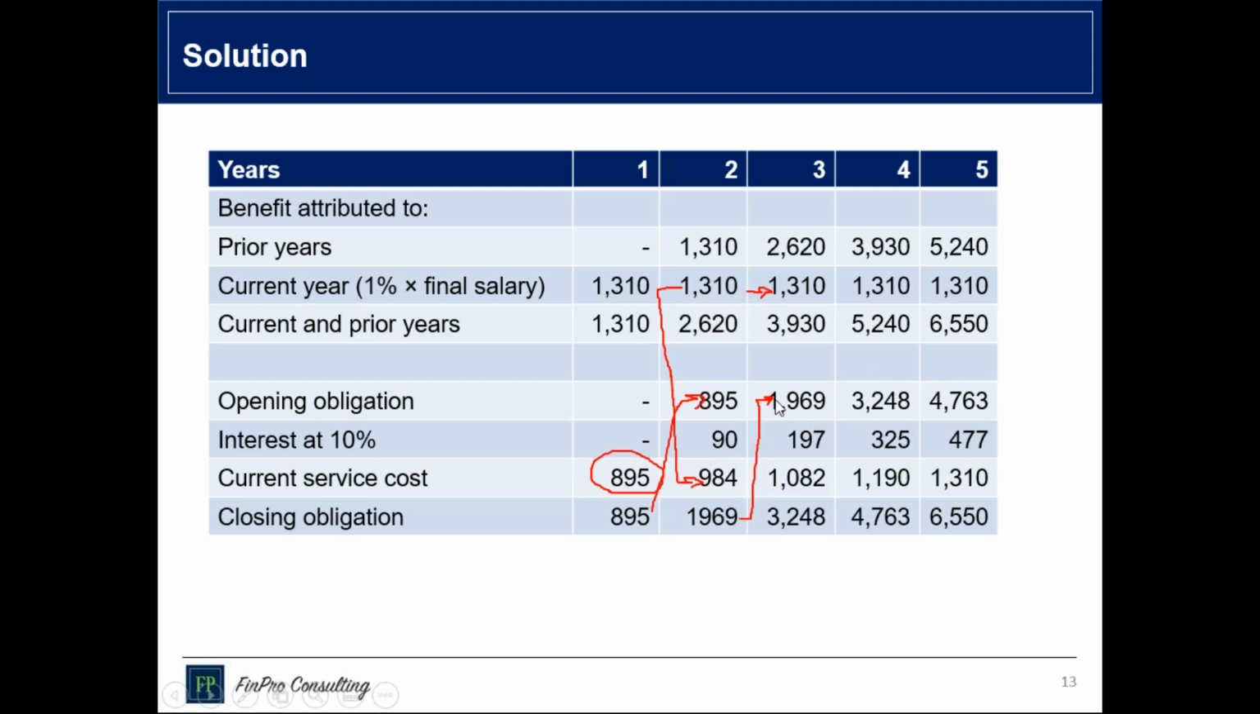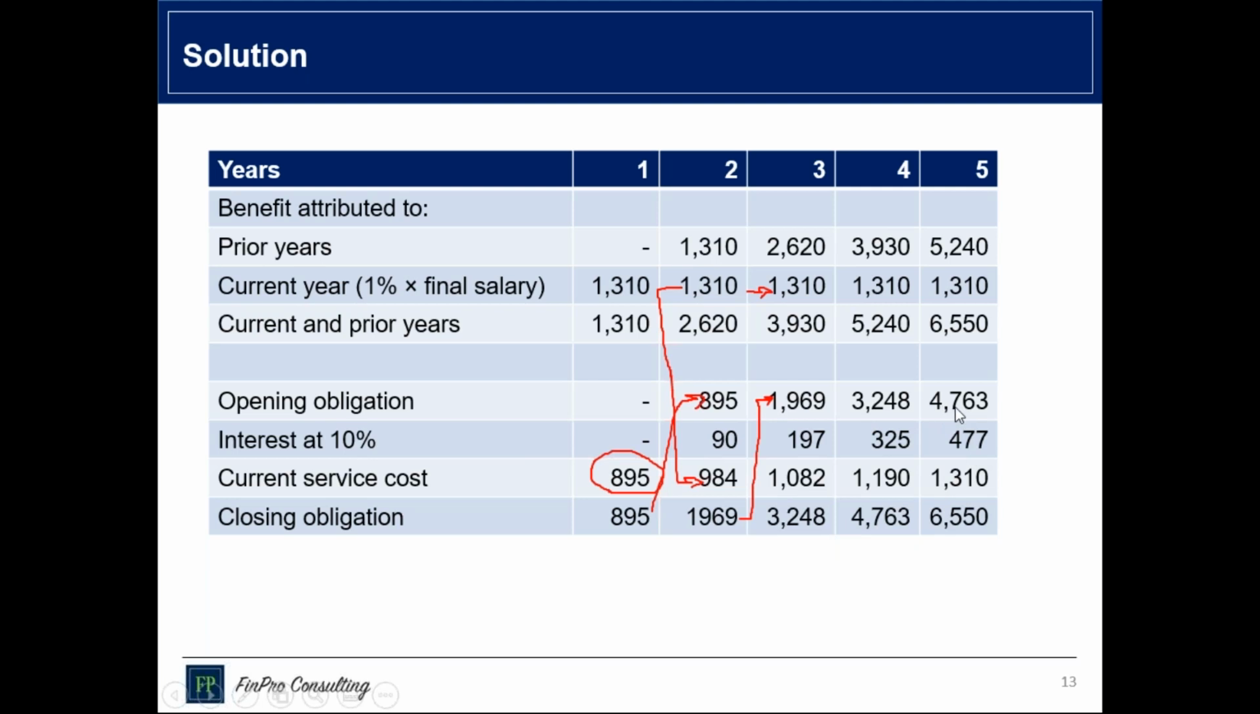This 1969 will become the opening balance. Then again I will charge interest of 10%, which is 197 on 1969. Then the current service cost is the discounted value of this 1310 for the remaining term, which is 1082. So the closing liability is 3248. So this is how I will build up the obligation up to the end of the 5th year.